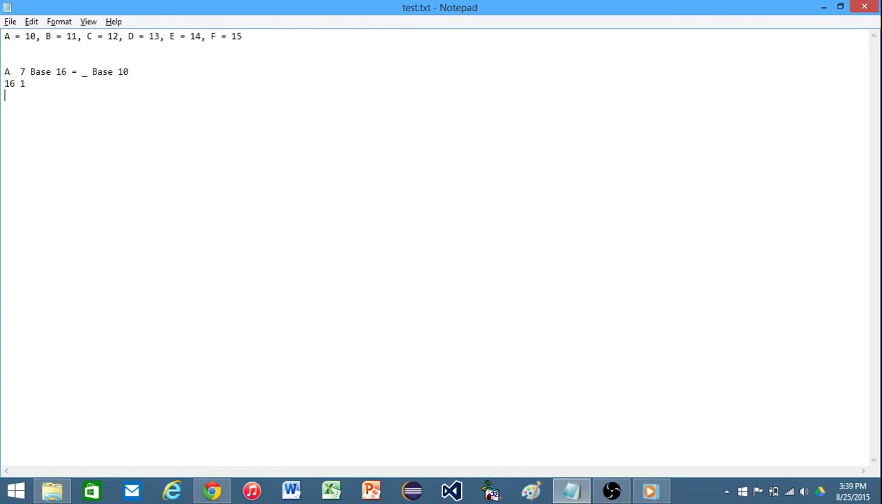Now, following our simple procedure again, the only thing we're going to do is multiply out. Remember, A is actually 10 in hexadecimal, so it's really going to be 10 times 16 plus 7 times 1. Now I can come down here and simplify. That will give me 160 plus 7. That's going to give us an answer of 167 in base 10. So 167 base 10 is equivalent to A7 in base 16, or the hexadecimal system.